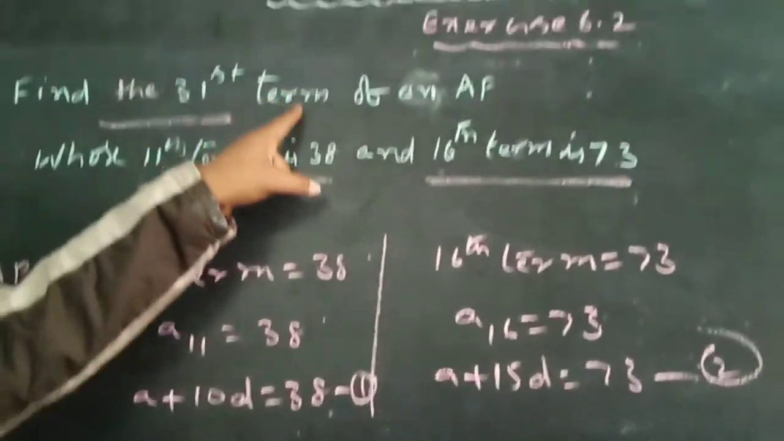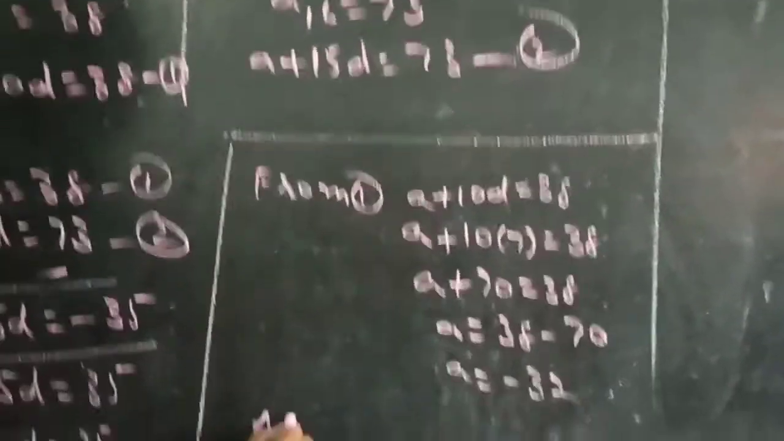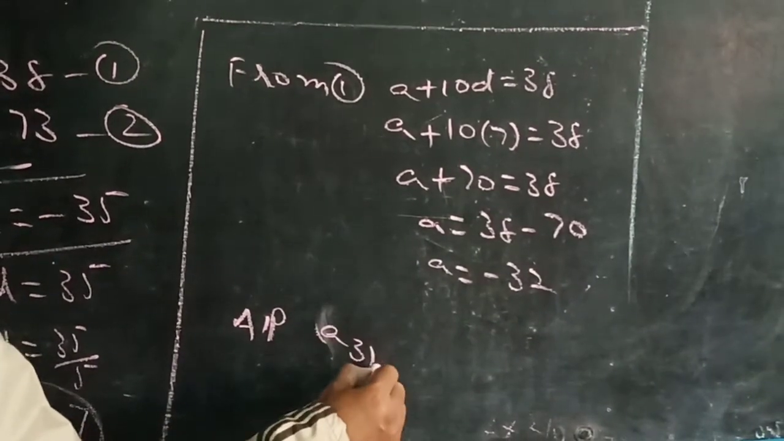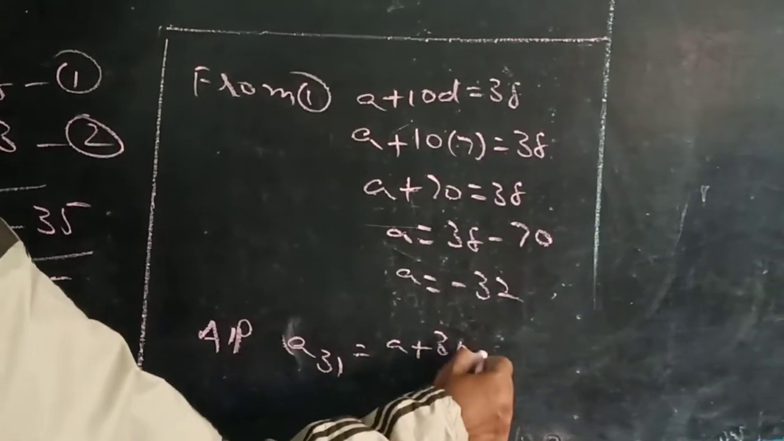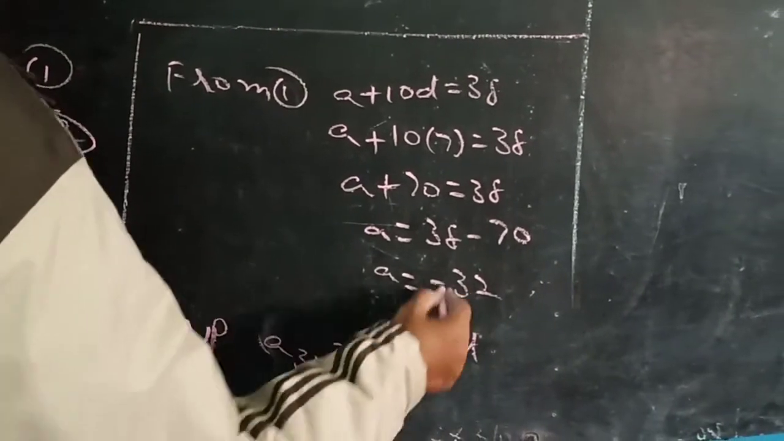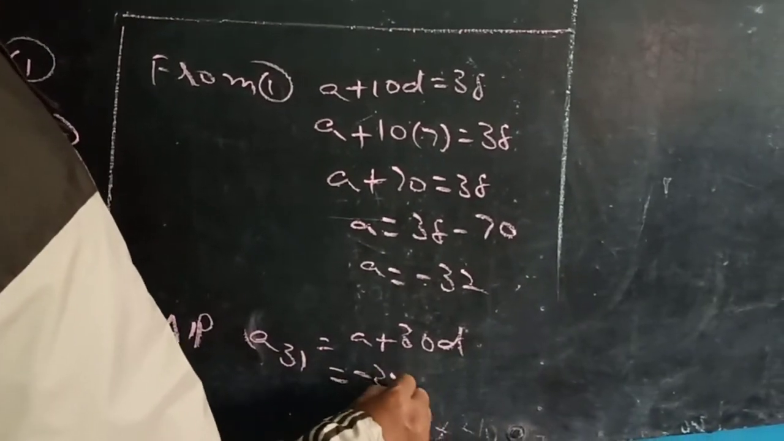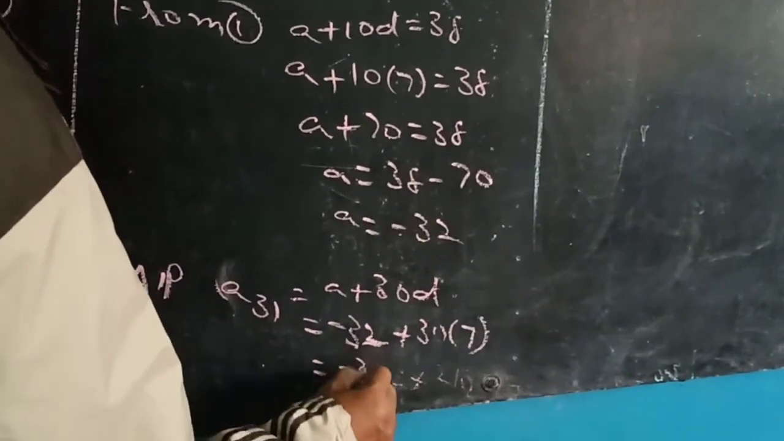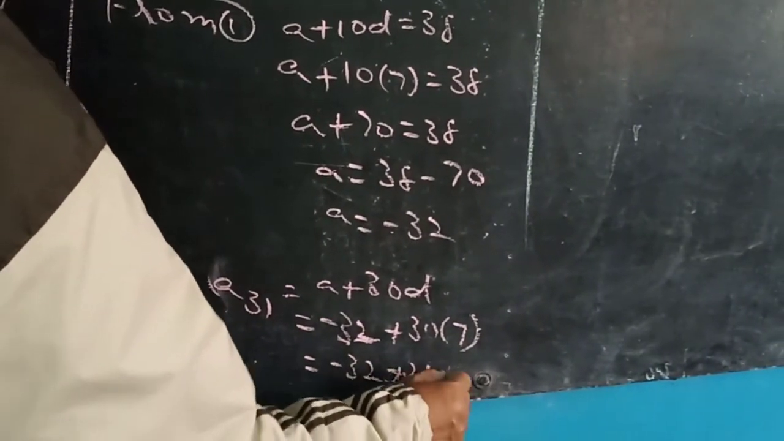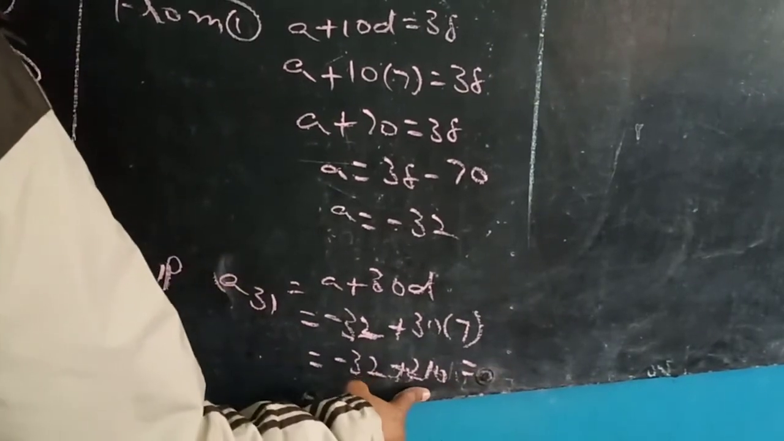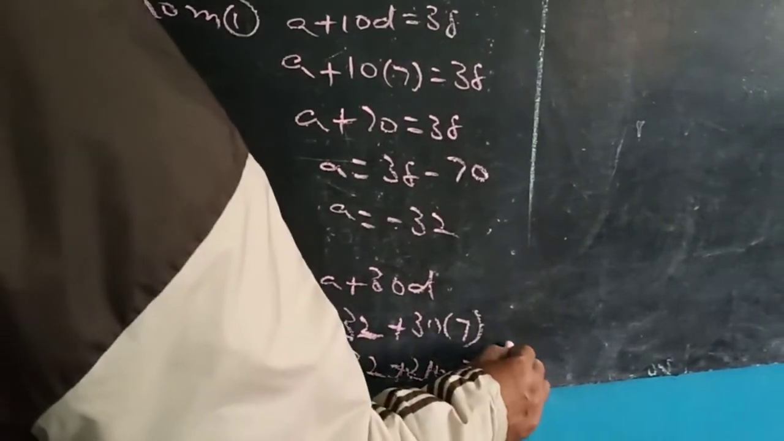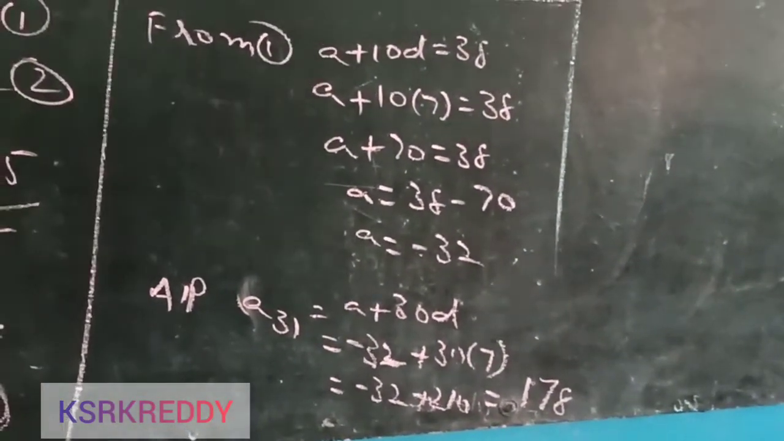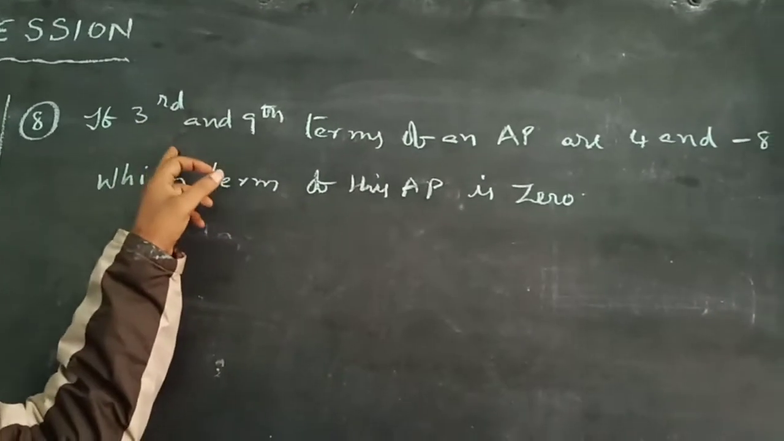Find the 31st term in AP. T31 is equal to A plus 30D. So A value minus 32 plus 30 into D value 7, minus 32 plus 210, is equal to 178. It is also the same model.